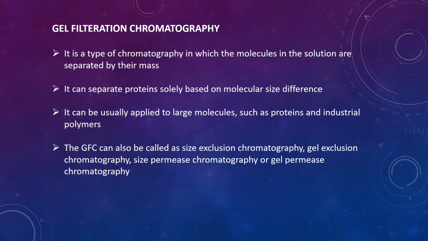Now moving on to the next topic, that is gel filtration chromatography. Gel filtration chromatography is a technique in which fractionation is based on the molecular size and shape of the species in the sample. It can separate proteins solely based on molecular size difference, and it is usually applied to large molecules such as proteins and industrial polymers. It can also be called gel permeation chromatography, size exclusion chromatography, gel exclusion chromatography, or gel permeation chromatography.